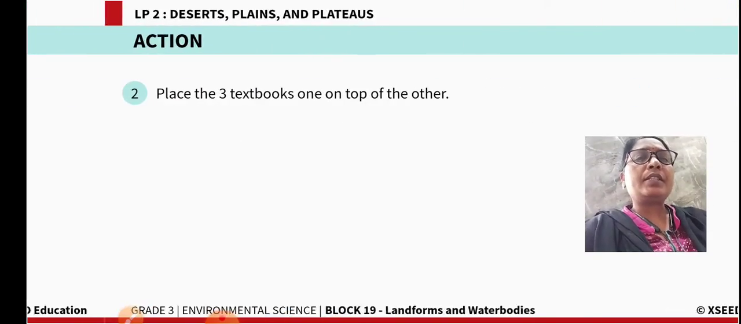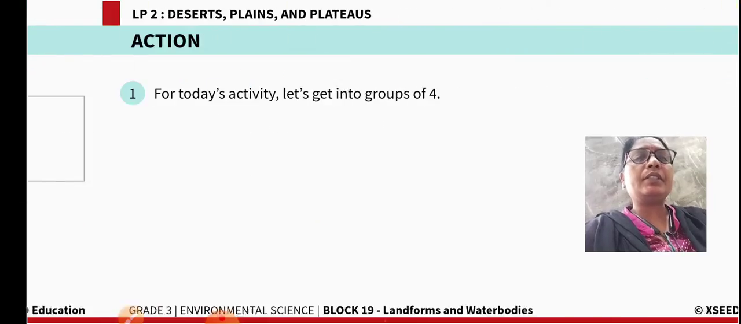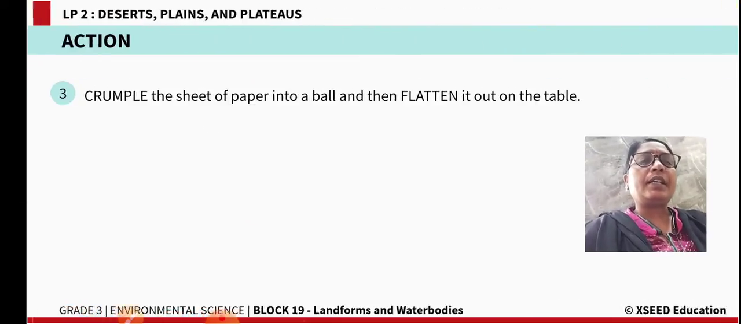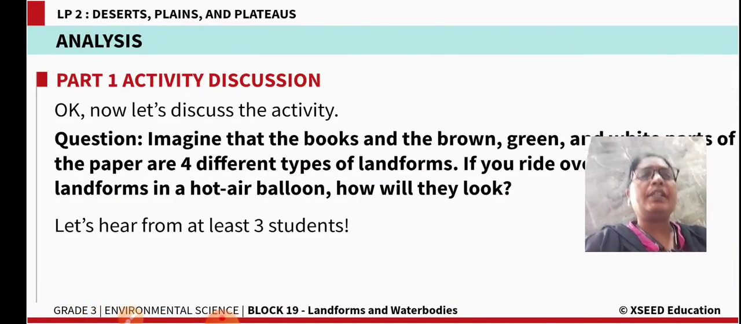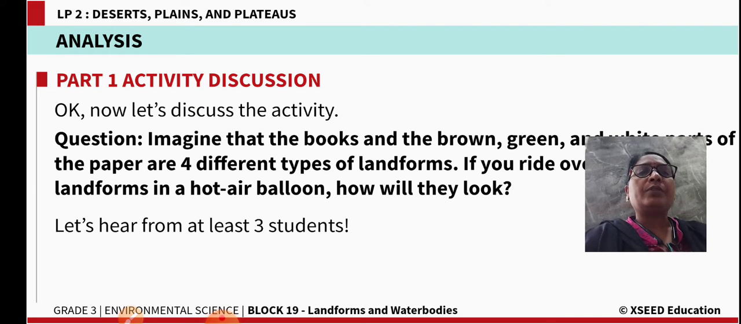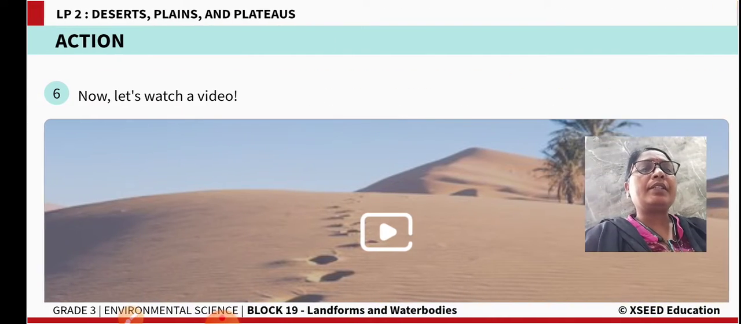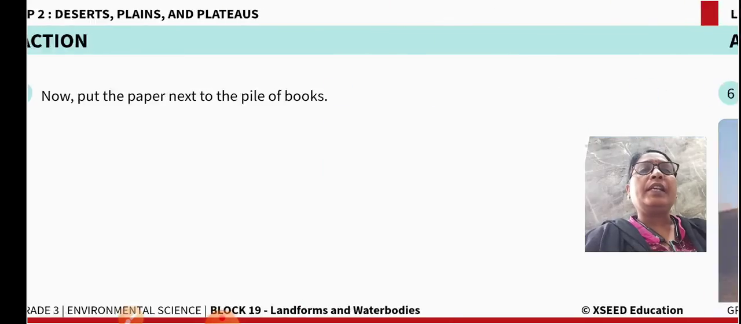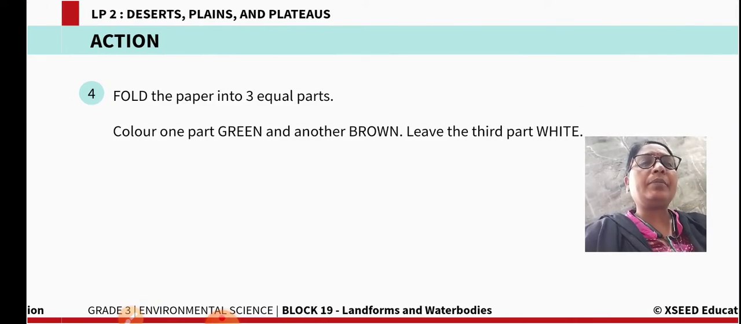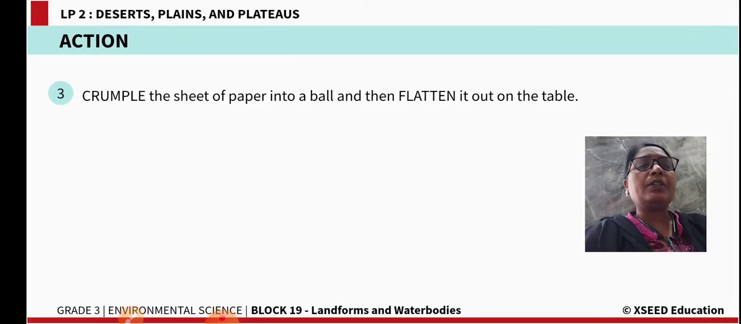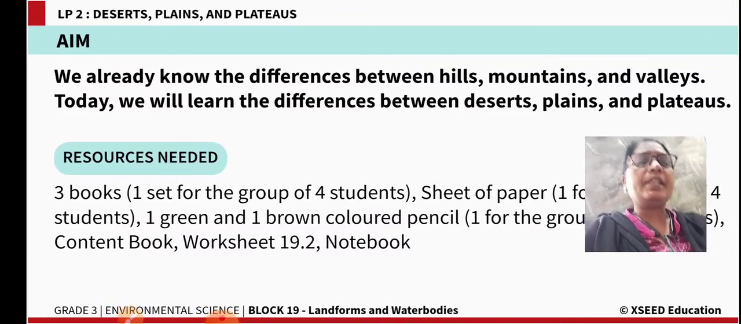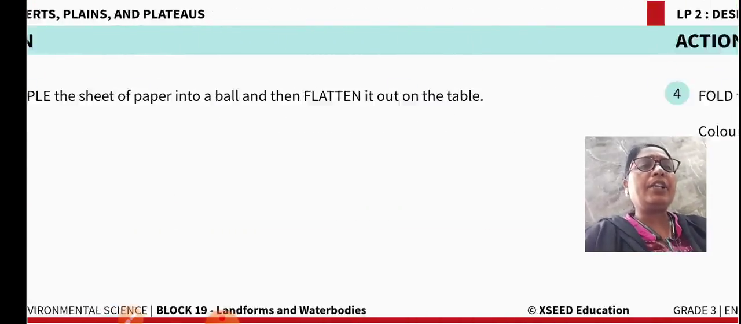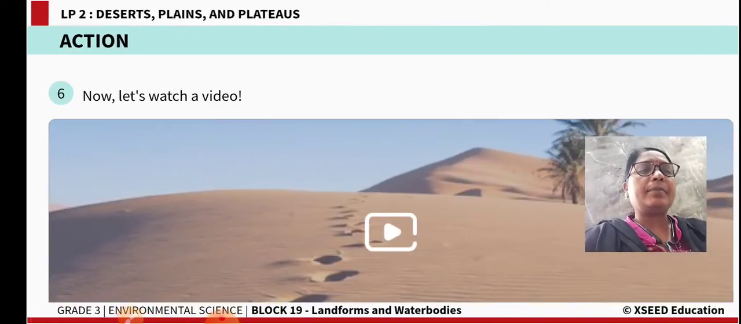You can take three books, some textbooks which are heavier. You choose the books and arrange one above the other. I'll show you now how it looks when you arrange that. So the top of those books appears like a plateau, a flat top. So that's what is known as a plateau. Wherever the land is raised like that with a flat top, that's known as a plateau.